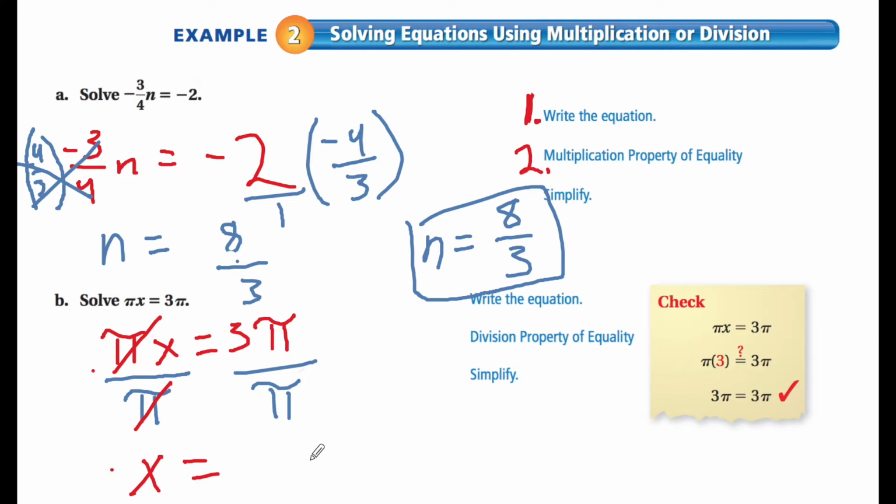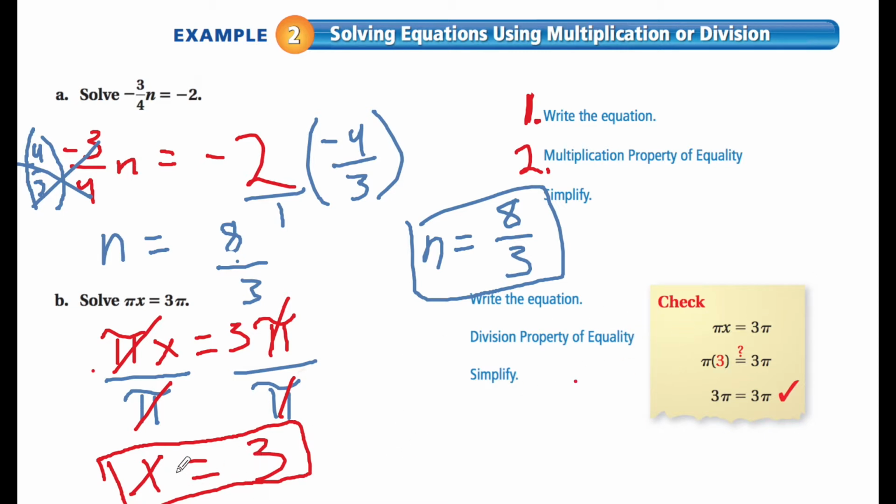That's going to give us, and then pi cancels, and pi cancels. So x is equal to 3. We wrote the equation, we used our division property of equality, dividing both sides by pi, and we simplified.